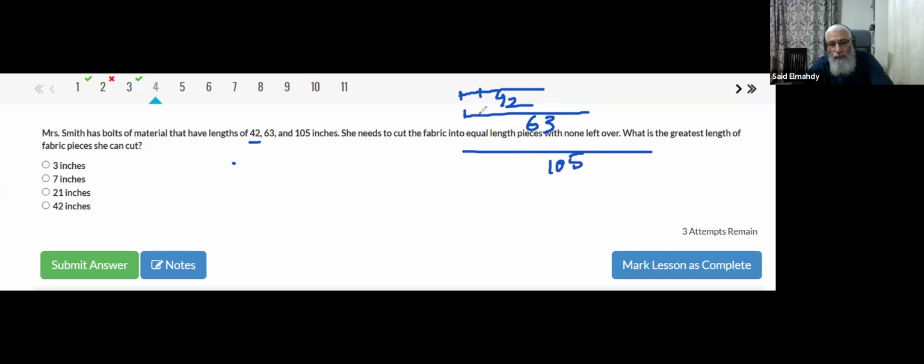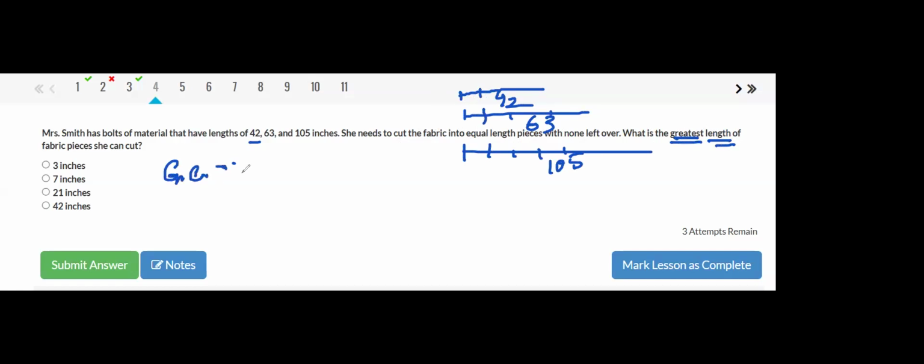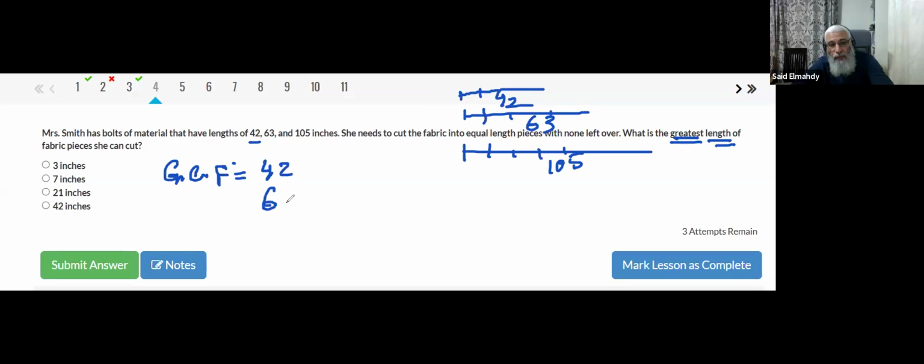Let's say a piece here, and a piece here, and a piece here. Equal pieces. So it's asking about the greatest length, like the greatest common factor. Okay, so we have 42, we have 63, we have 105.